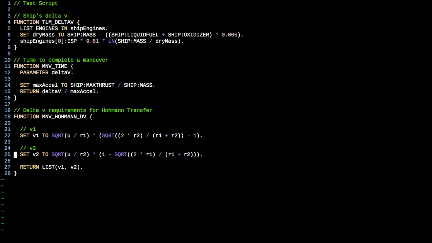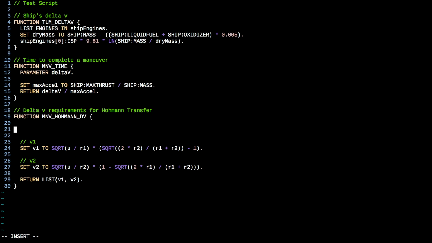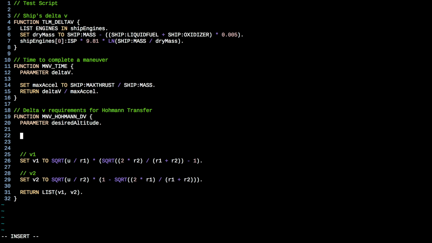We're almost there, right? So there's a problem, and that is that we don't have this u or this r1 or this r2 value yet. So we need to figure out how we actually get those. Now the radius comes from the center of the body that we're orbiting, not just the altitude. Because remember, when we're 100 kilometers above the surface, we're actually significantly higher above the center of Kerbal. So what we're going to do is pass in a desired altitude, not a desired radius. We're going to actually need to calculate that radius. So that's your desired altitude.